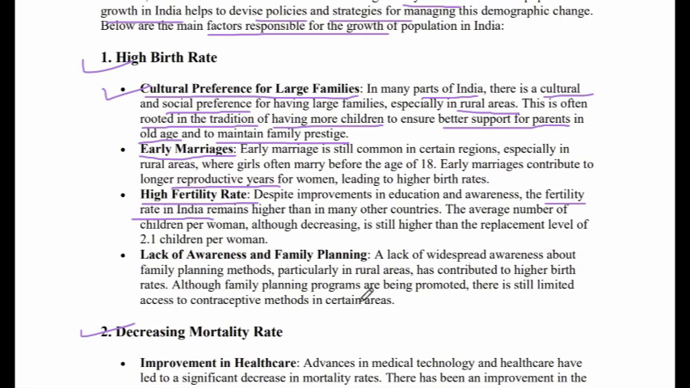Family planning programs are being promoted, but there is still limited access to contraceptive methods in certain areas. So, the contraceptive methods, a few of them are like birth control pills or contraceptive implants, injections. Then we have condoms and other things for doing family planning.